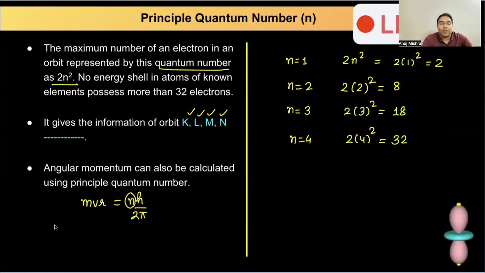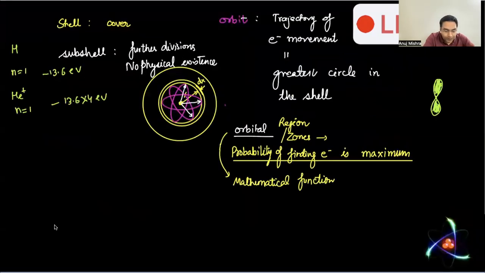We learned about angular momentum. When I say the word angular momentum, this is about the movement of that electron. Remember, v velocity, r radius, mvr is nh upon 2 pi. Angular momentum has a formula. The direct formula is important at this moment. mvr is nh upon 2 pi. You can use n, the same n which we are talking about right now. I hope this is also fine and clear.